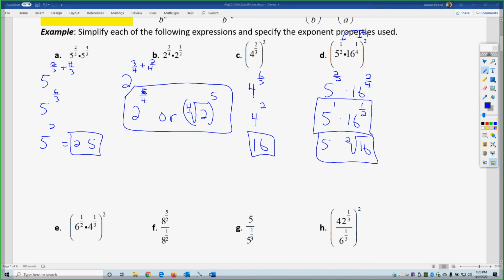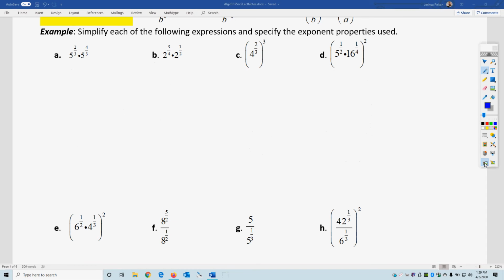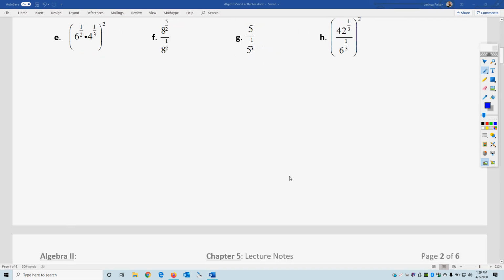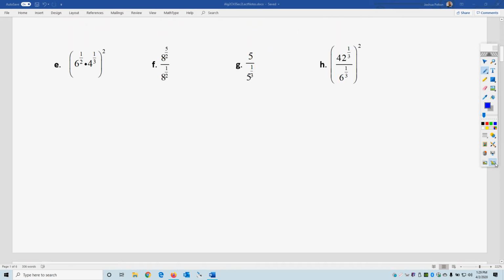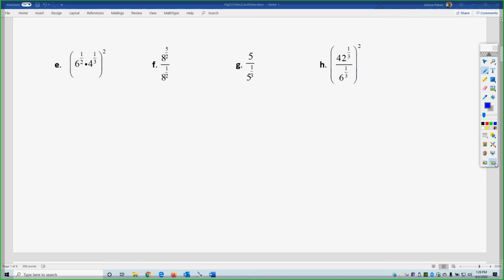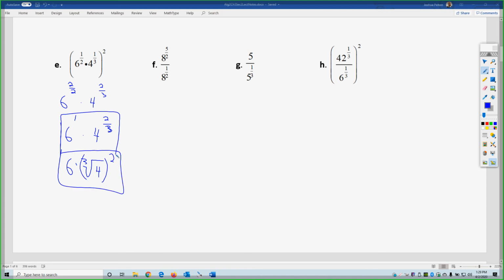All right, let's scroll down, try the next four. Okay, so again, the 2 is going to go inside using the power of product. So 2/2 and 2/3. So that's 6 to the 1 and 4 to the 2/3. They don't have the same base. They cannot be combined. Or 6 times the 3rd root of 4 to the 2nd power. Either one is a sufficient answer, whether they want it in radical or exponent form.